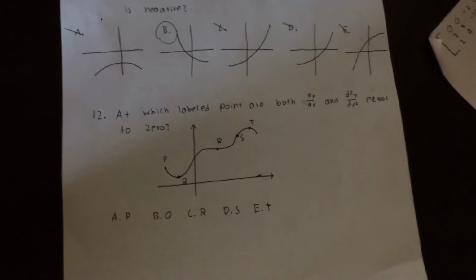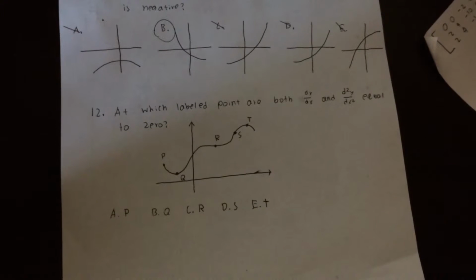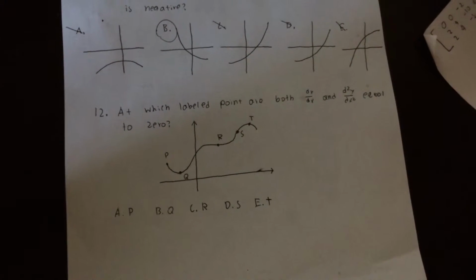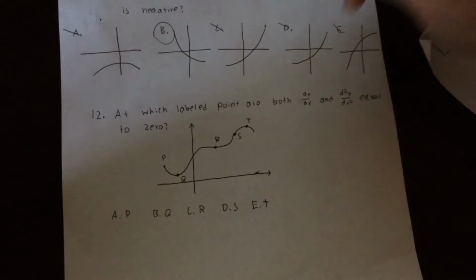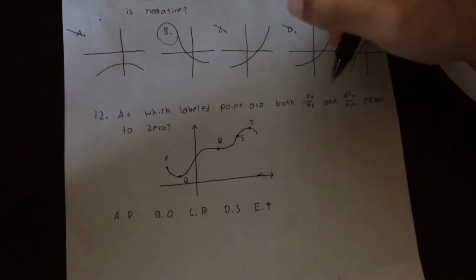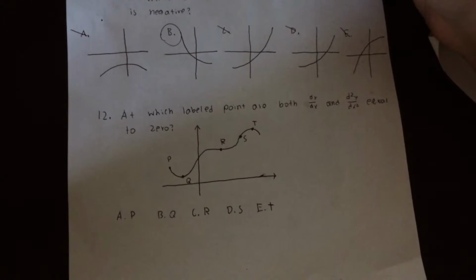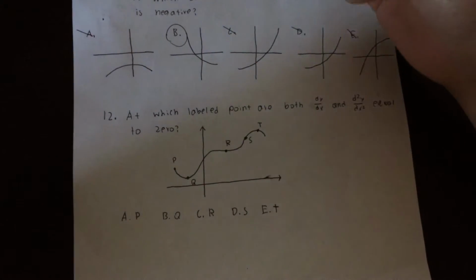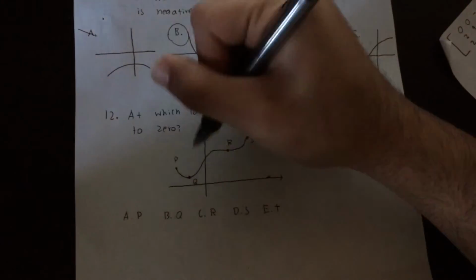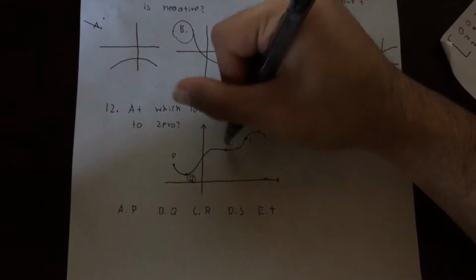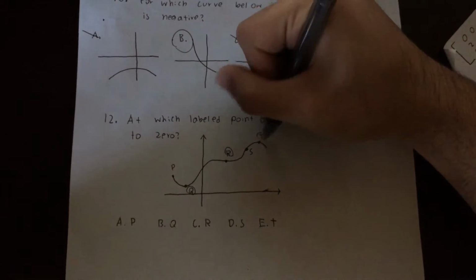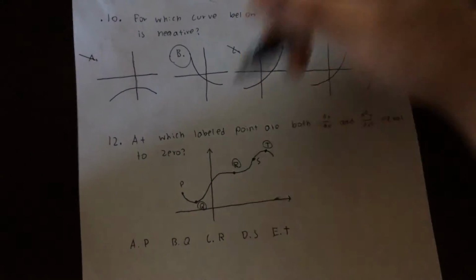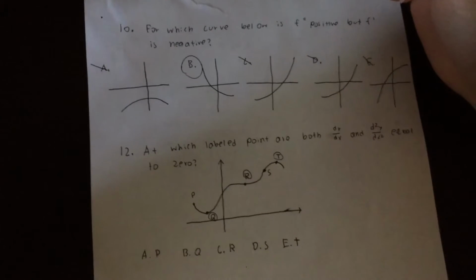Number 12. At which label point are both dy/dx and d squared y over dx squared equal to 0? For this problem, we can start by circling the points where dy/dx is equal to 0, which means the slope of this curve is equal to 0 at which points. So at Q, at R, and at T, the slopes of this graph is equal to 0. So we can narrow our answer choice down to these three points.